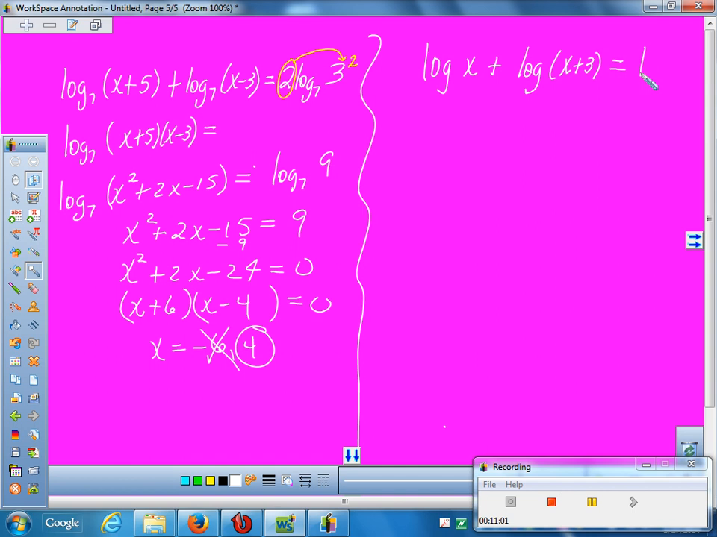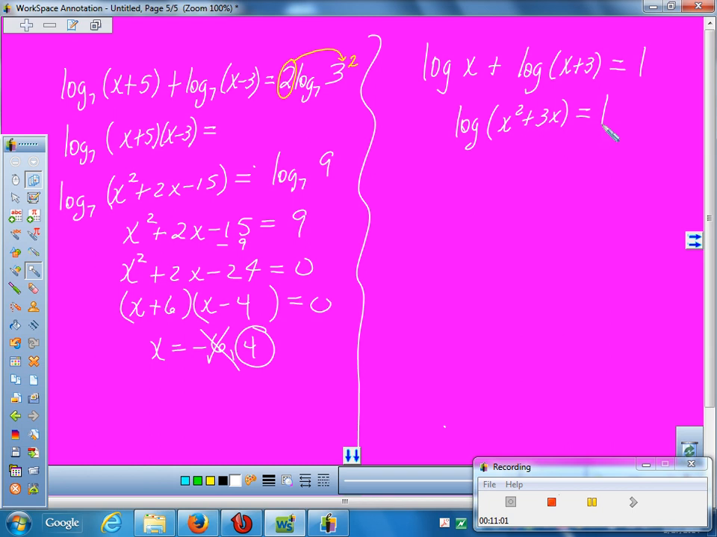And so Josh said I should multiply. Do you all buy that? Okay. So when I multiply, what will I get? I'll get x squared plus 3x equals 1. I can't set x squared plus 3x equal to 1 now because there's no log over there. So what did I just tell you last class, if there's a log on one side?